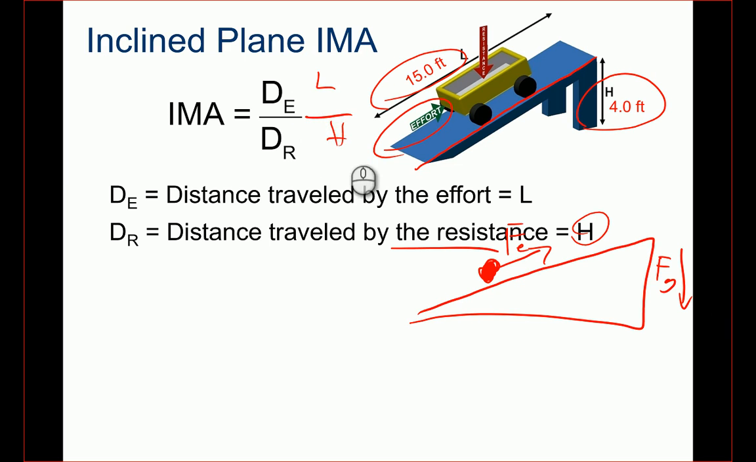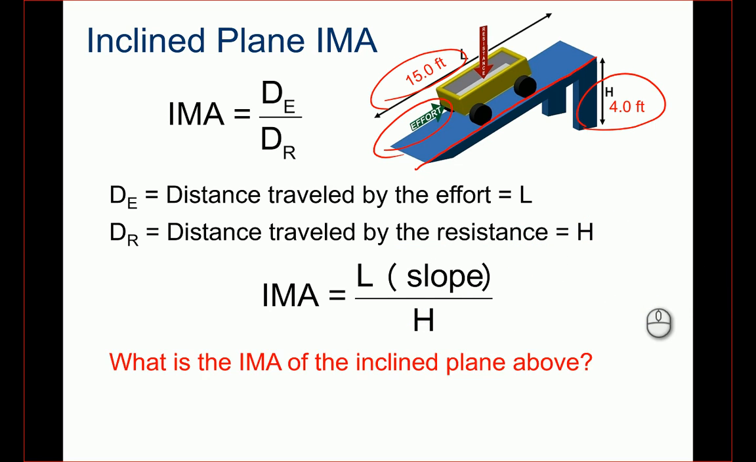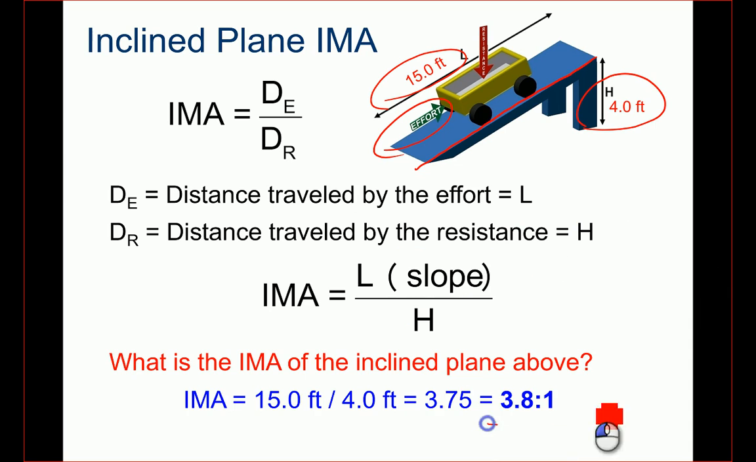I don't like the way they did these letters, but so the slope over the height. What is the ideal mechanical advantage of this plane? I take the slope, which is 15, and divide it by the height of the ramp, which is 4, which is equal to 3.75. Or if I round to the nearest tenth, 3.8.